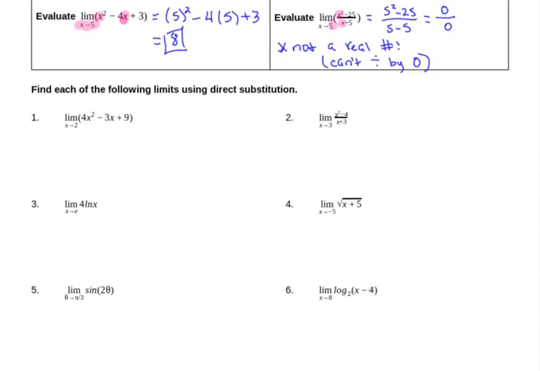We have the limit of 4 times the natural log of x as x approaches e. So the first thing we're going to do is we're simply going to substitute in. So it's 4 times the natural log of e.